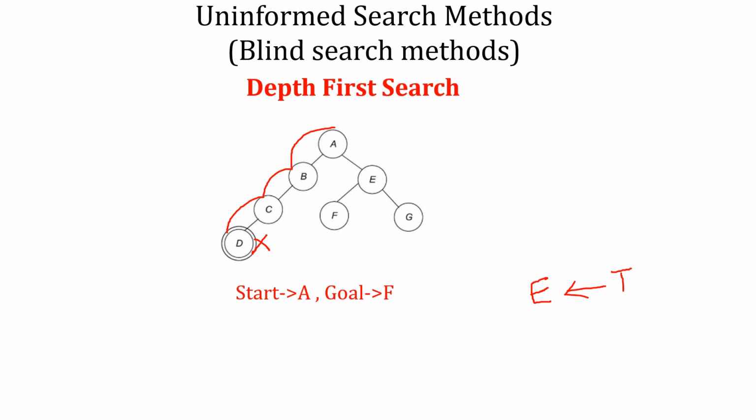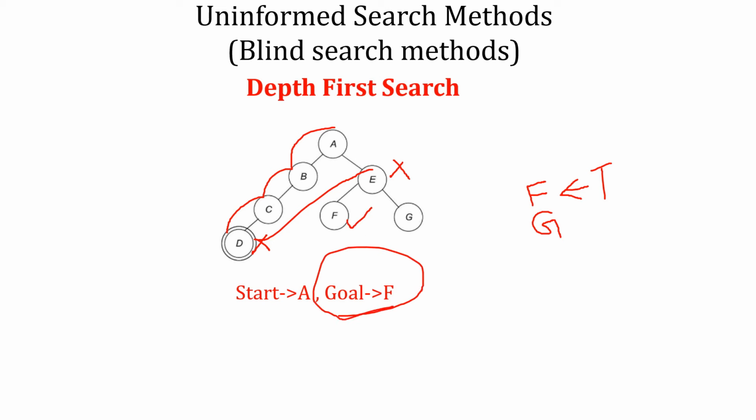We are checking whether E is going to be the goal node. E is not the goal node. So we are adding the children of E. We add G, F, and the top pointer is now pointing to node F. Here we are checking whether F is the goal node. Yes, of course, F is the goal node. We stop the searching process here.